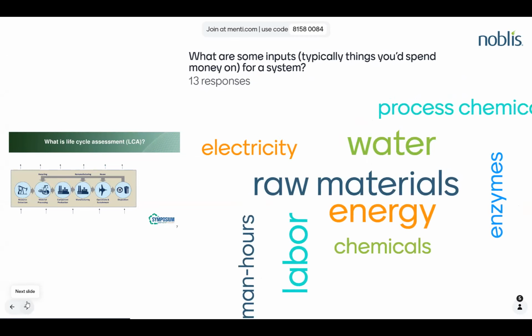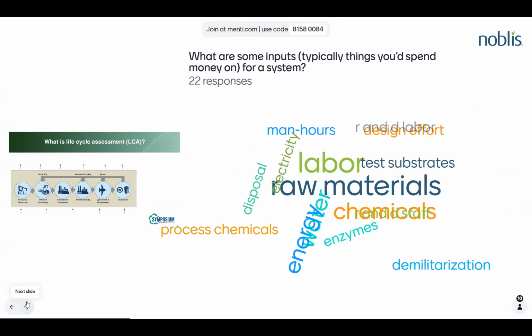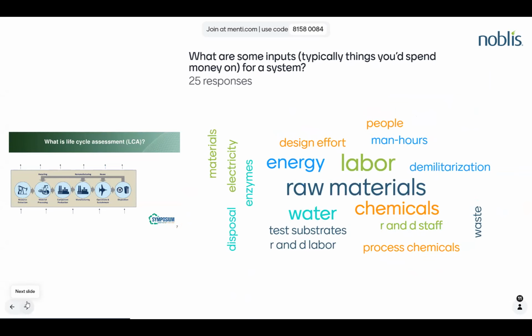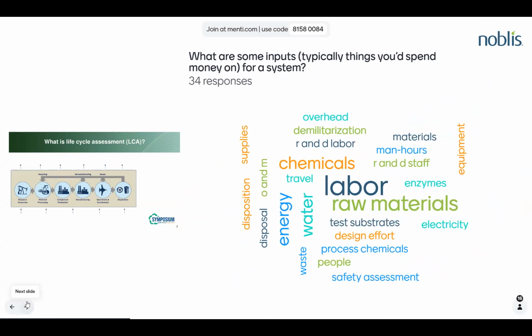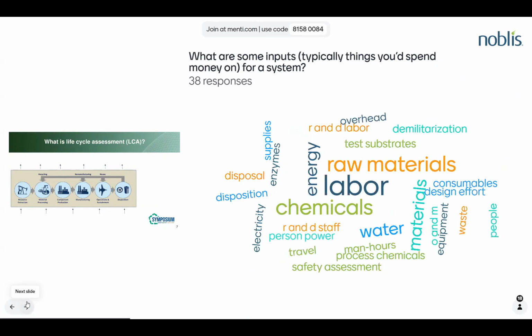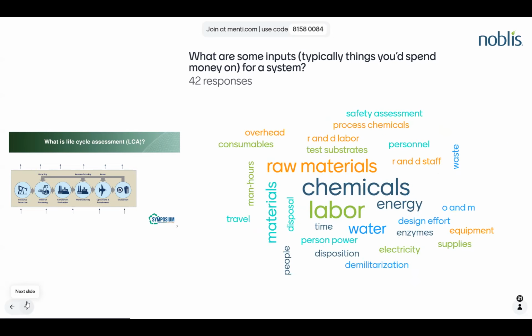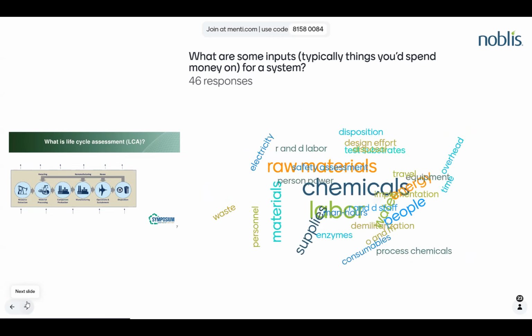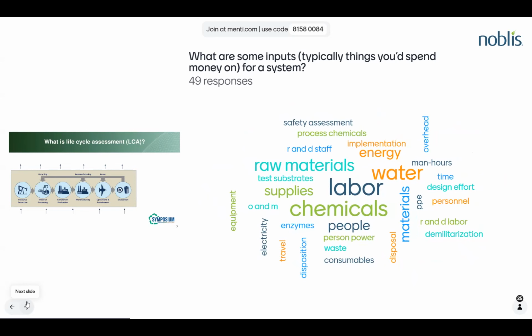Yeah, people. Raw materials, big chemicals. Nice. If it's possible to distribute these back to you all at the end, we'd be happy to do that. I don't know, Emma, if we can. We'll find out. This is good. Okay, still the more popular words: chemicals, labor, water, energy, materials.